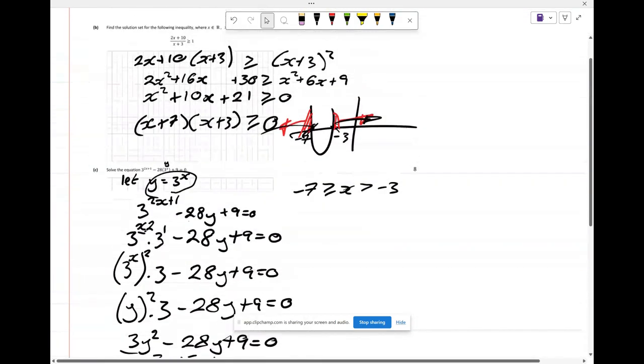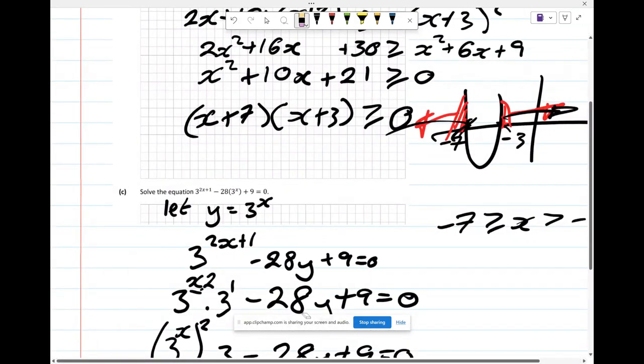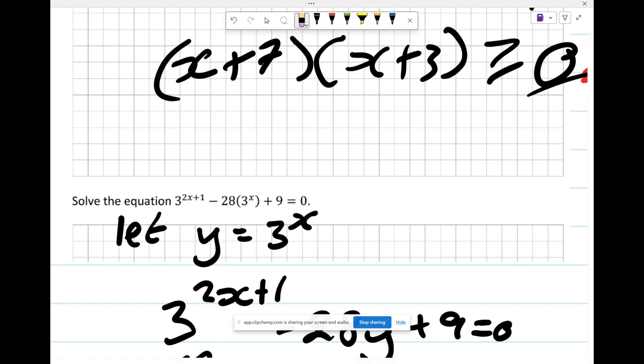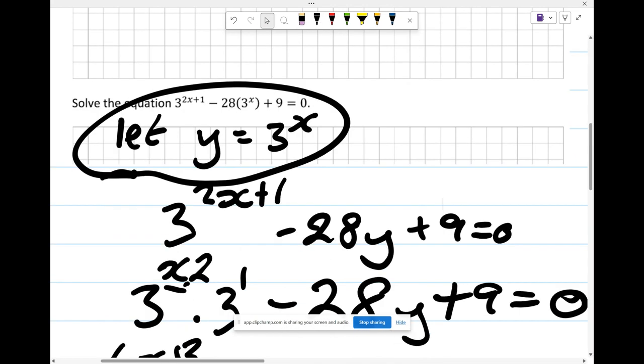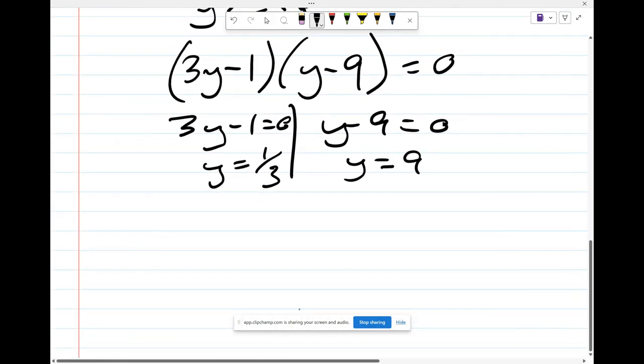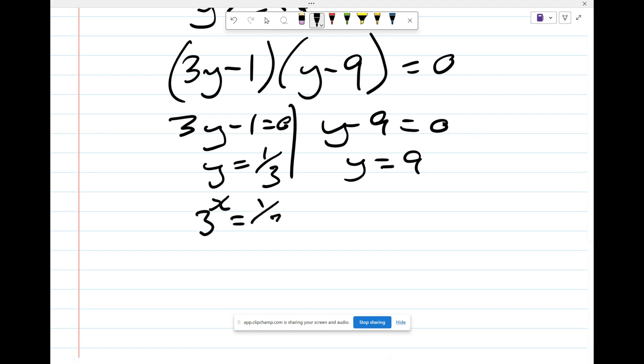So back to our game plan, what we did. We couldn't solve this complicated equation up here. So what we did was we did something and we turned it into a quadratic. Then we solved the quadratic. But now we need to make sure that whatever we did, we're going to undo. And what we did was we let y equal to 3 to the power of x. And so what we should do down here is kind of do the opposite of that. We're going to let 3 to the power of x equal y. So 3 to the power of x is going to be a third, and 3 to the power of x is going to be 9.